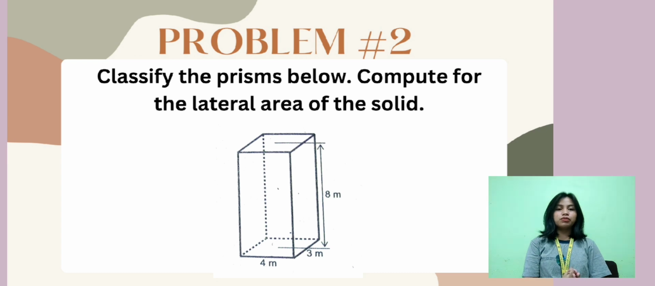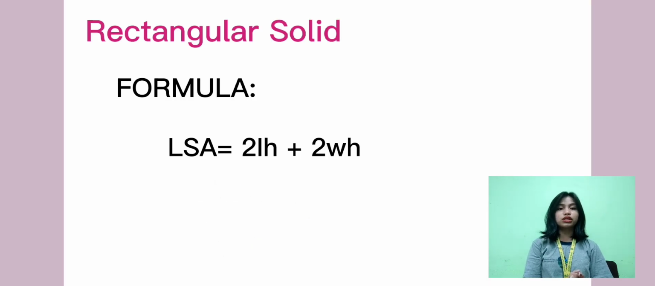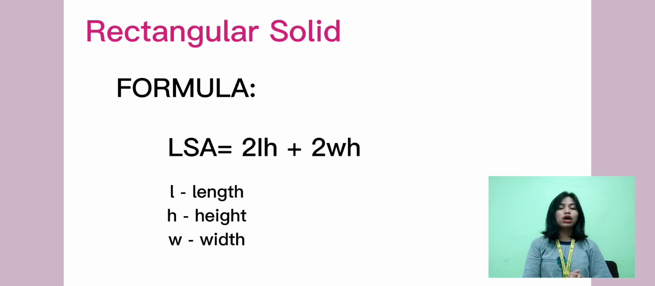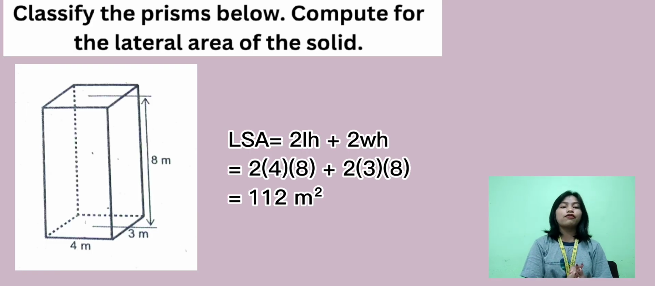Now let's proceed to problem 2, in which we classify the prism below and compute the lateral surface of the rectangular solid. Since we are going to find the lateral surface of the rectangular solid, the formula that we're going to use is lateral surface area is equal to 2 times length times height plus 2 times width times height. So now that we already have a formula, now let's compute. First is substitute, in which 2 times 4 times 8 plus 2 times 3 times 8.